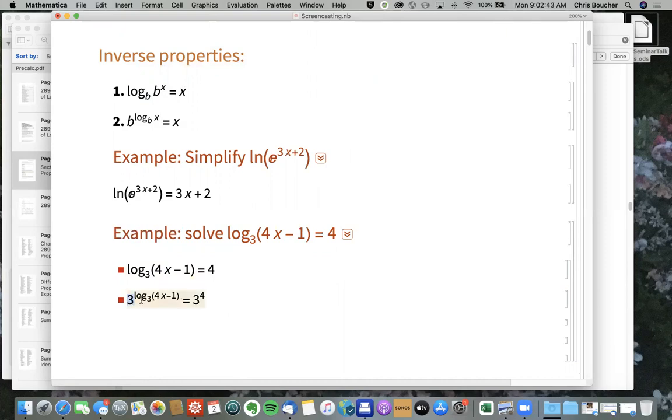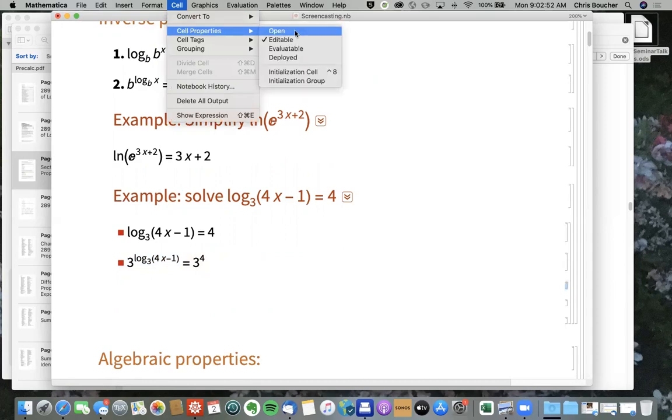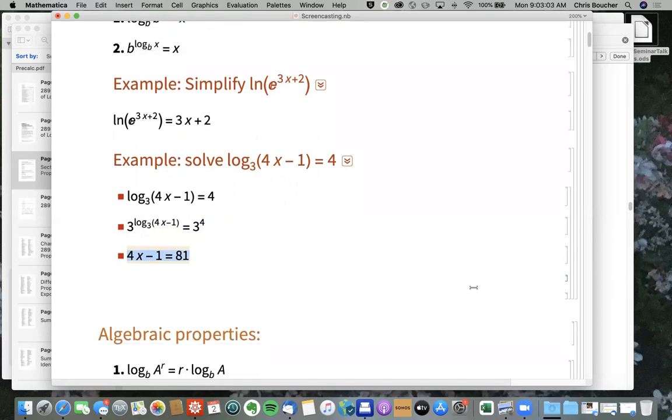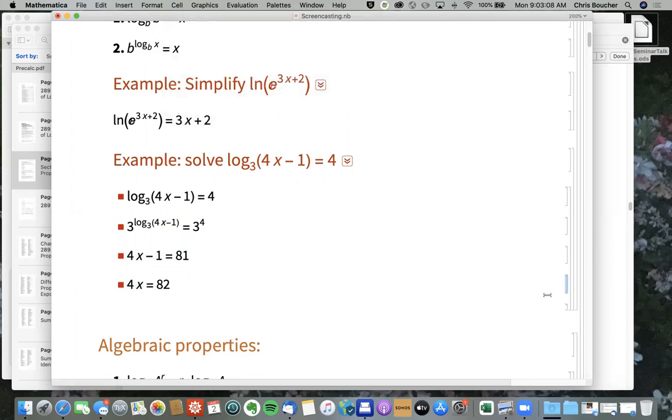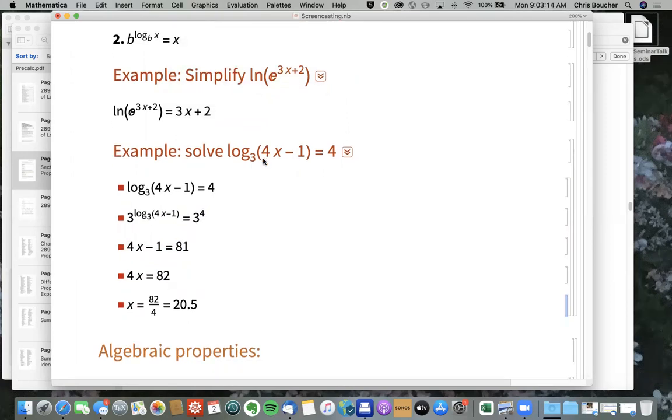And now on the left-hand side, I get 3 to the log base 3 of something. Since those are inverses, they're going to undo each other, and I'm just going to wind up with 4x minus 1 on the left. And then 3 to the fourth, I just calculate, right? It's 3 times 3 times 3 times 3 comes out to be 81. And I get a much simpler equation here to solve, right? So I can just add 1 to both sides. There we go. And then divide by 4, and I'm done. I have my solution, 82 divided by 4, which is 20.5.